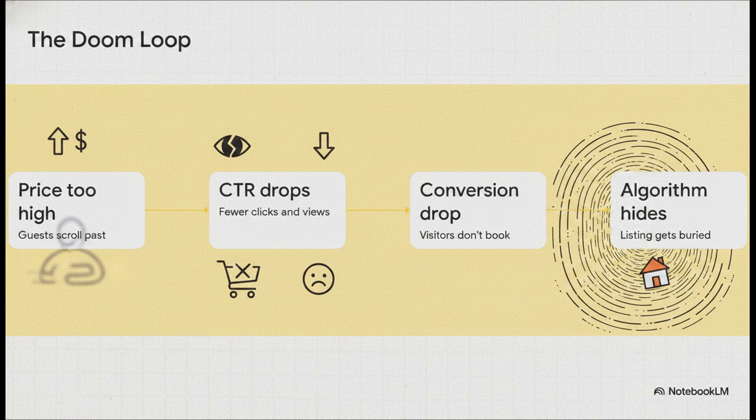It goes like this. You set a price that's just a bit too high. Because of that, guests scroll right past, meaning your click-through rate drops. The few folks who do click, they don't book, so your conversion rate tanks. The algorithm looks at this mismatch, assumes your listing is low quality, and boom, suddenly, you're buried on page 10.